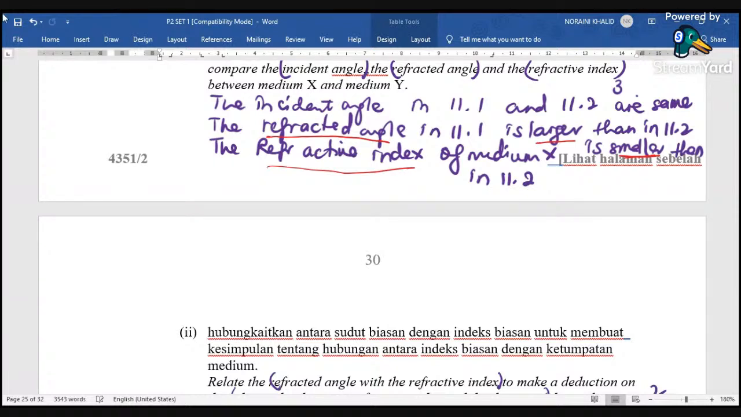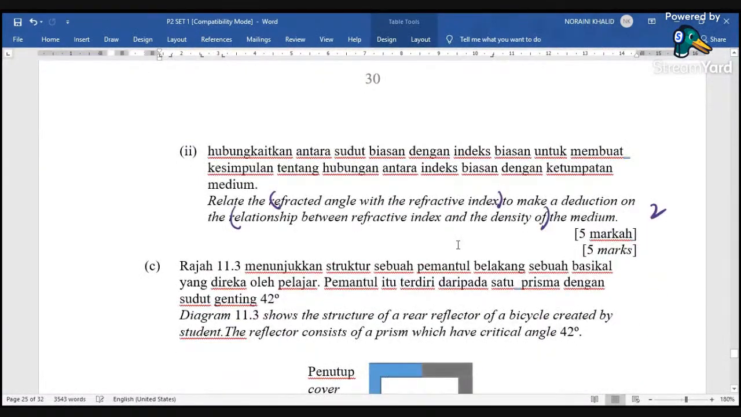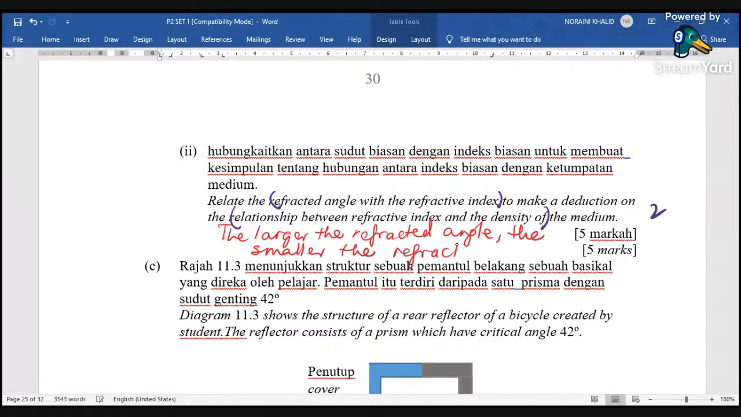Okay, means the larger the refracted angle, the smaller the refractive index of medium. Itu baru satu, one more.